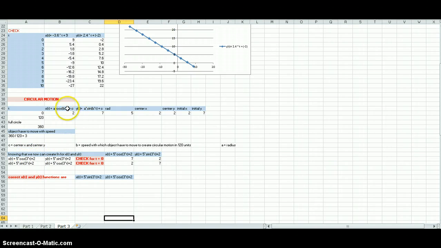So to be sure that at 0 we are at 2 and 7, we just put 0 in as the t value, multiply, and here we have the checking. Now we know that the correct answer is x equals 5 times sin(3 times t) plus 2, and for y is 5 times cosine(3 times t) plus 2.